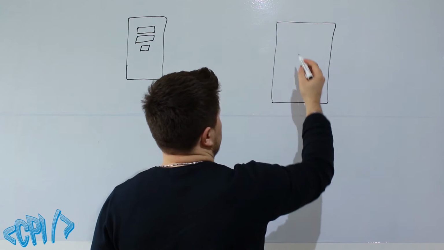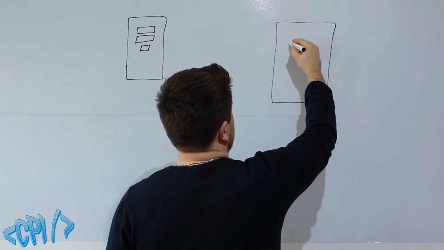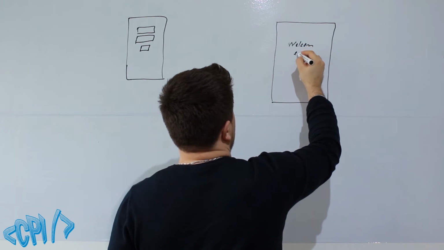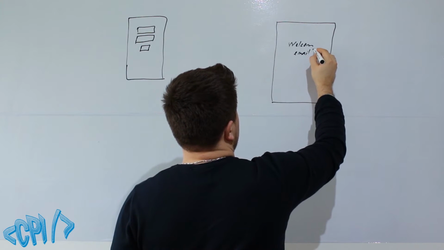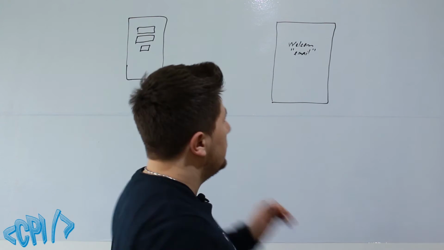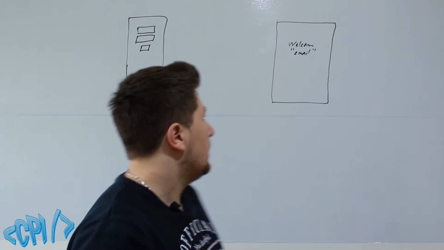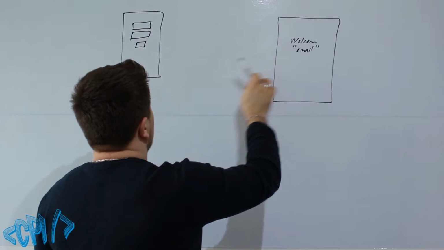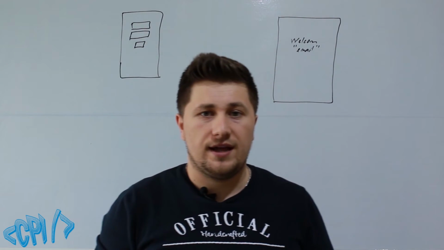This is, for example, just a pretty basic page where we say welcome email, and this email is what users put here. Now we need to make it so that not everyone can access this page, only users that are registered can access.